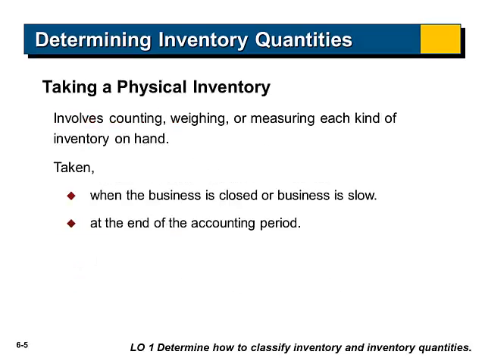So when you're talking about taking a physical inventory, going out into the warehouse, it involves counting, weighing, or measuring each kind of inventory on hand. So whether it's Coke bottles or Coke syrup, you need to count the bottles or weigh the vats of big syrup, so that you know how much inventory you have. And typically, inventory counts are taken when the business is closed or it's a slow period in the business, and it's usually at the end of the accounting period.